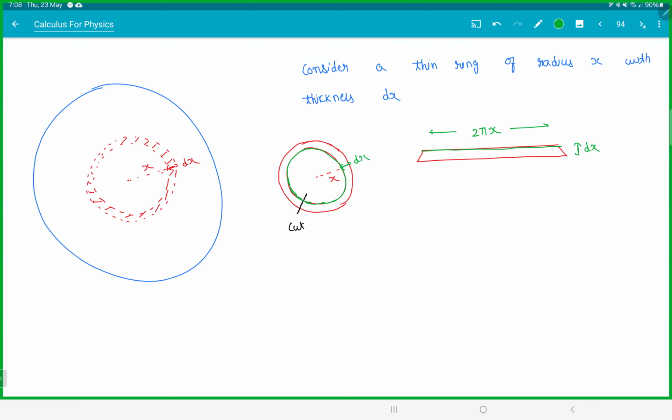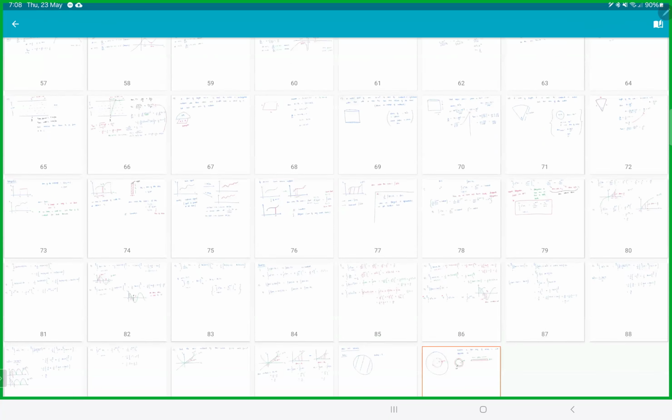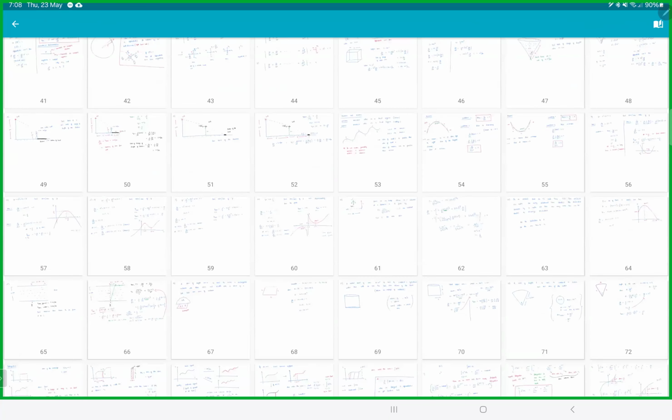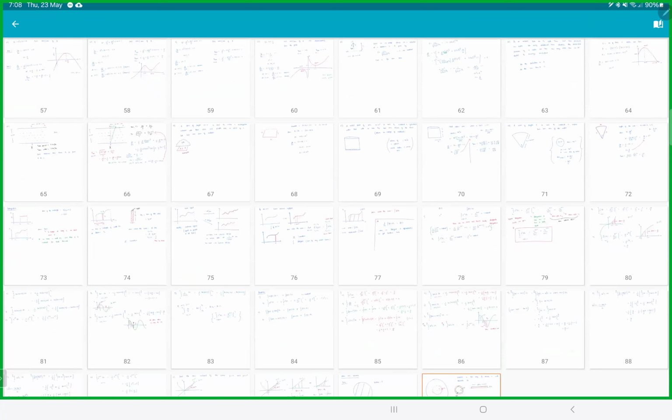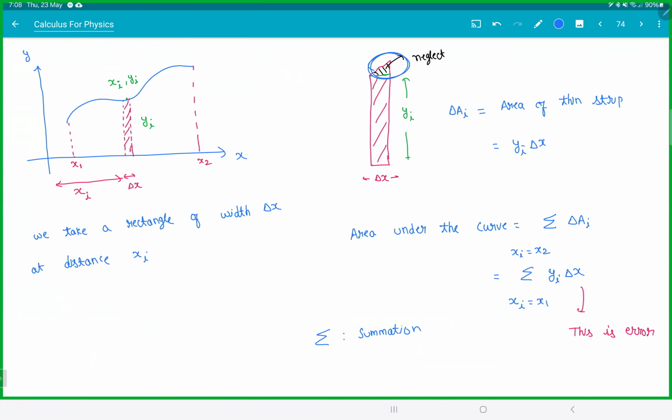You're getting it? These edges are so small, you can actually neglect this error. That is the whole point of integration. You're taking the thickness to be so small, you can assume it is almost the same. Isn't that the whole concept of integration we did last time? When we took that rectangle, you are comfortably ignoring this small piece, because the dx is very small. That is the whole concept of integration.